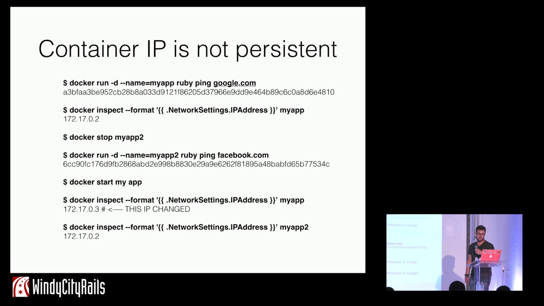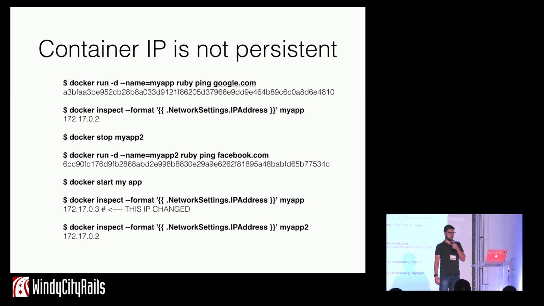The next topic is container IP addresses. A container IP address is something that Docker allocates dynamically, so you shouldn't be relying on it. In this case, we have the first container, we inspect the IP address, then we stop it, start another one, and then start our first one again, and you can see the IP address change. That means we cannot rely on this.